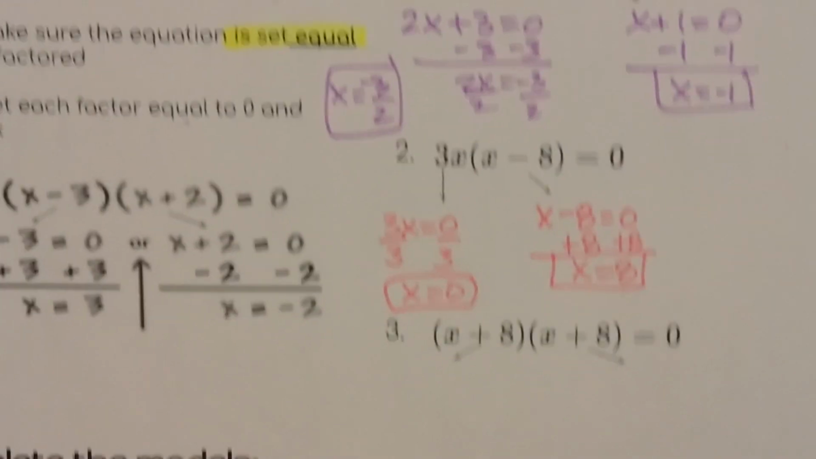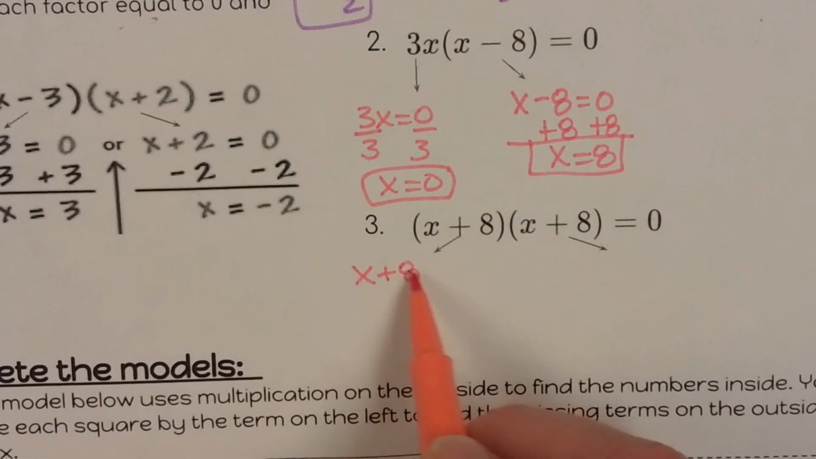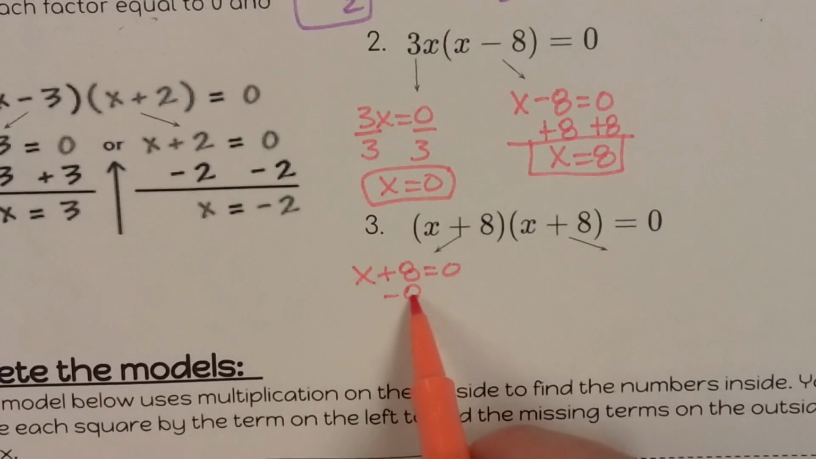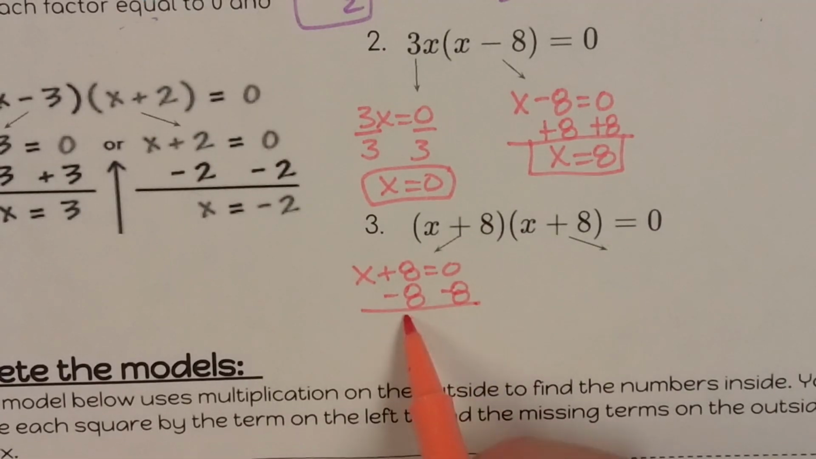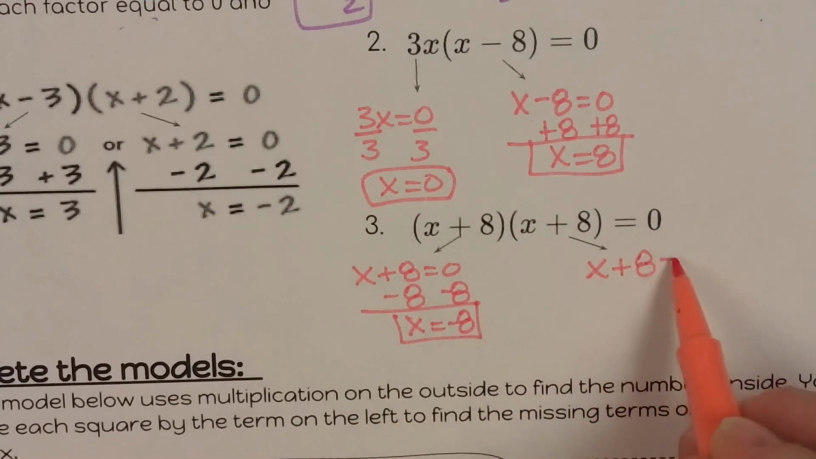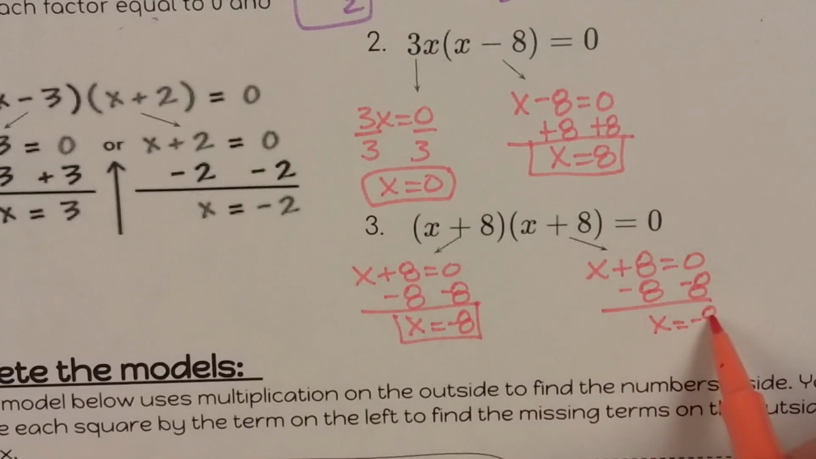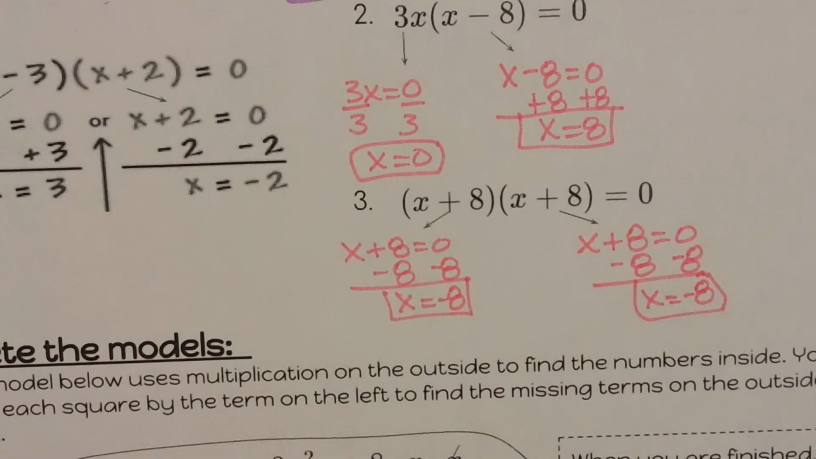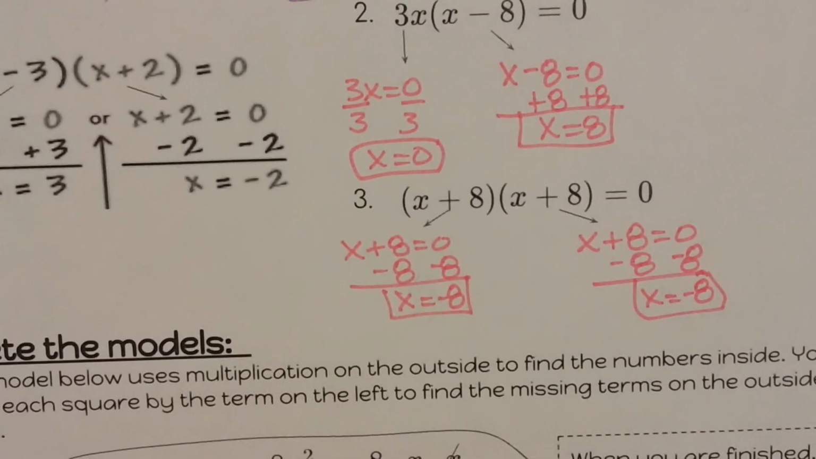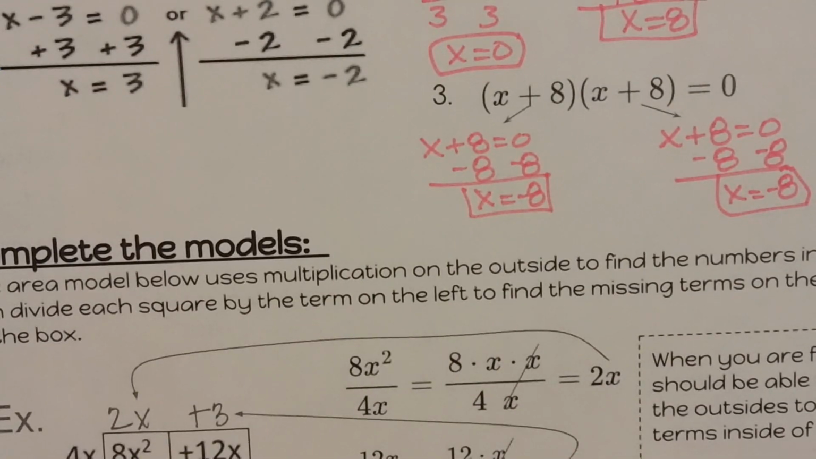This one, it says x plus 8 and x plus 8. Well, we're going to set both of them equal to 0. But since they're both the same, they're going to have the same steps, right? We're going to minus 8, and we get our answer. If we set this one equal to 0, we're going to minus 8, and we get our answer. It happens to be the same thing. Alright? So we can use our factors and we can solve. Set it equal to 0, solve for x. And then the last little section, it gives you a lovely example, and you can read through that model.